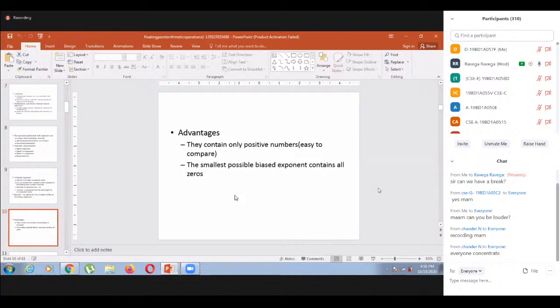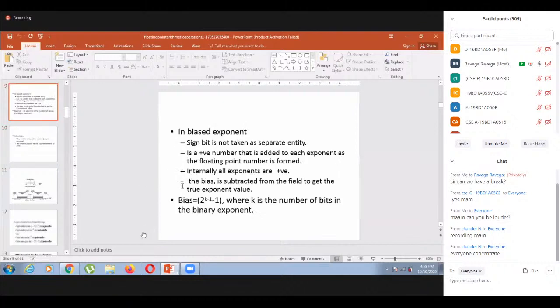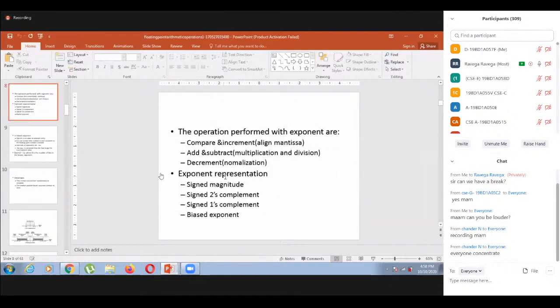The smallest possible biased exponent contains all zeros. That is called the biased number. So the exponent values are represented by using four methods. The first one is sign magnitude, the second one is sign 2's complement, then ones complement, and the last one is biased exponent.